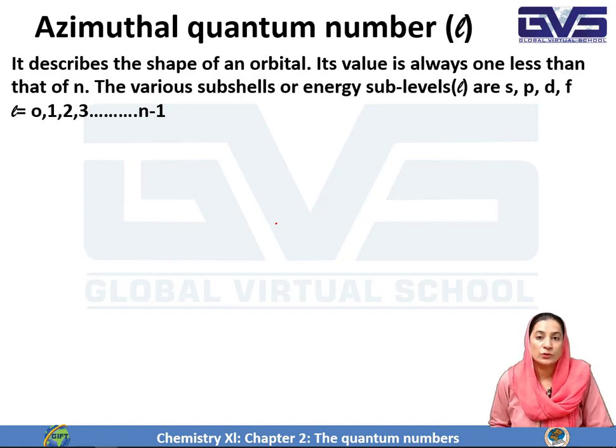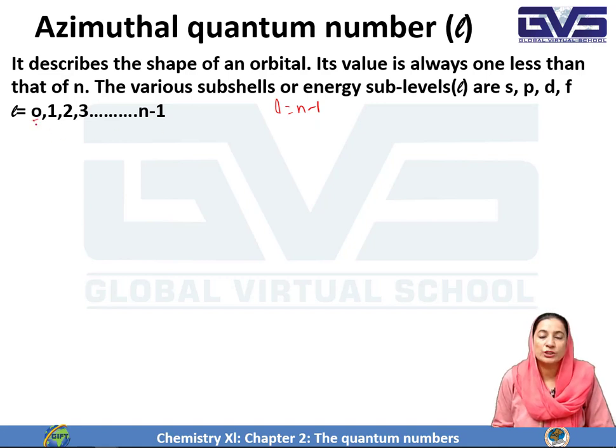If the principal quantum number is n, then the l value will be n minus 1. So l is always equal to n minus 1. If the minimum value of n is 1, then 1 minus 1 means 0. So its value starts with 0 and the maximum is n minus 1. Again, I am repeating that the value of the azimuthal quantum number l is always 1 less than the principal quantum number. So its values are 0, 1, 2, 3 and the maximum is n minus 1. This basically tells about the subshells or energy sublevels that are s, p, d, f, which I explained to you in detail.